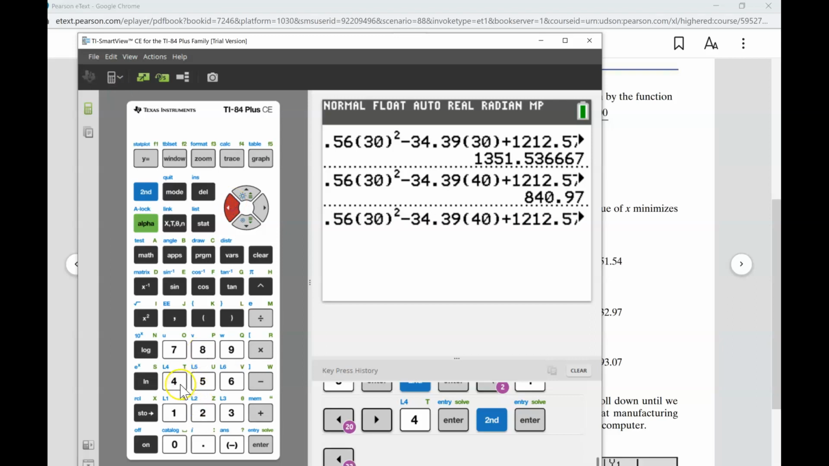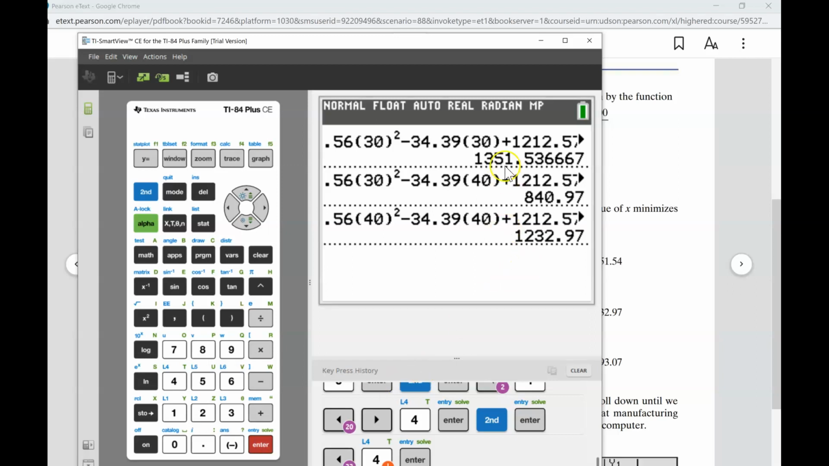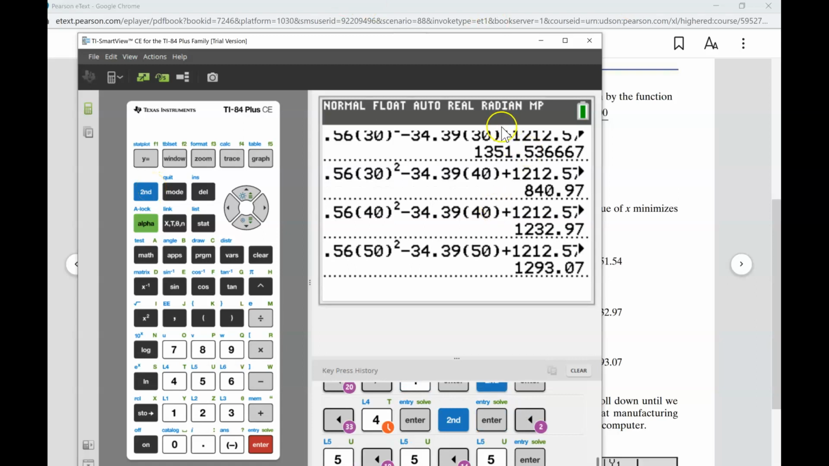Got to change that to a 40 also. So the answer to that is 1,232.97. All right, so 1351, 1232, and then the last one I'm going to do again, and I'm going to type in 50. So for 30, it was 1351. For 40, it was 1232. And for 50, it was 1293.